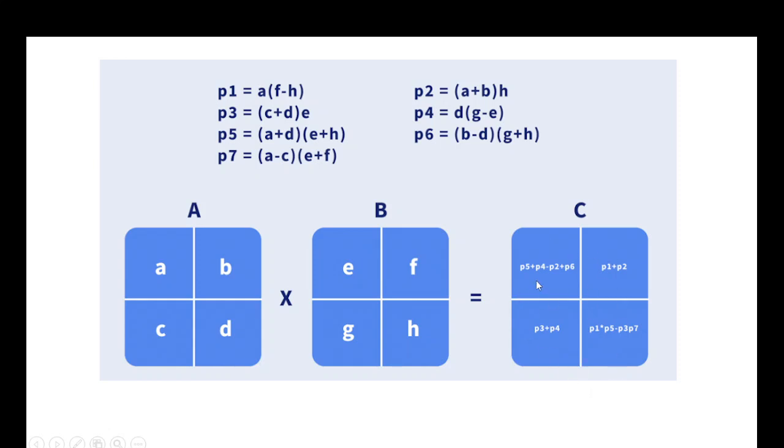So in the resultant matrix, it will be nothing but P5 plus P4 minus P2 plus P6. Here it will be P3 plus P4. Here it will be P1 plus P2. And here P1 into P5 minus P3 into P7. So like this I am getting the resultant matrix here.